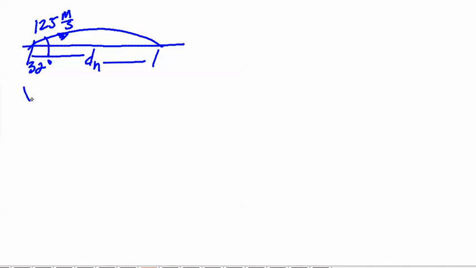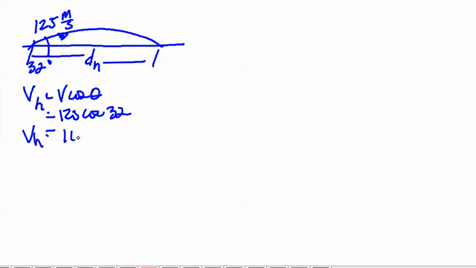And the horizontal component is equal to the magnitude of the vector times the cosine of the angle theta. And that's equal to 125 cosine 32. And the horizontal velocity is 106 meters per second.